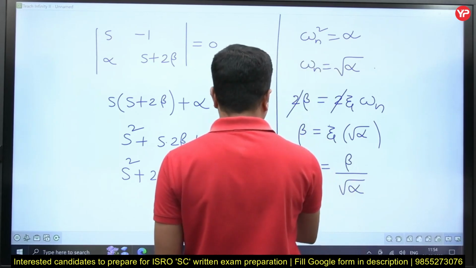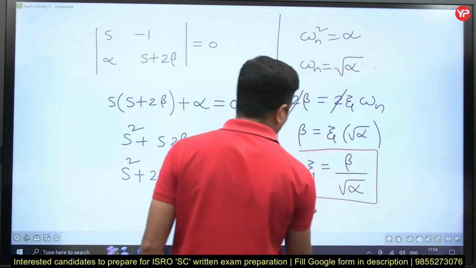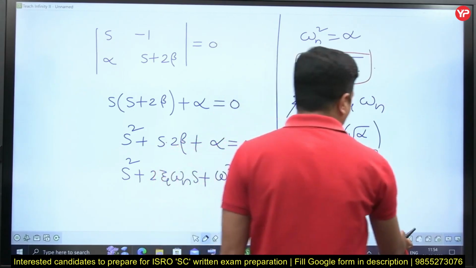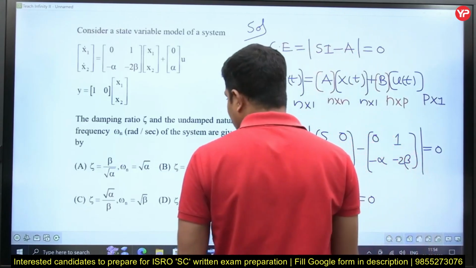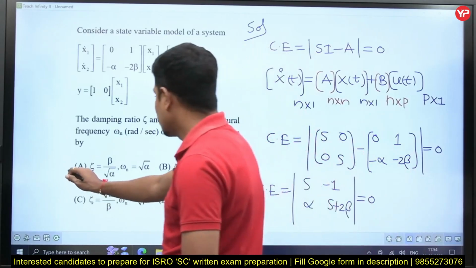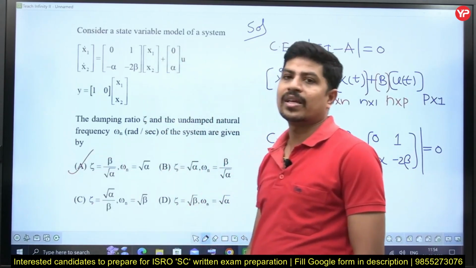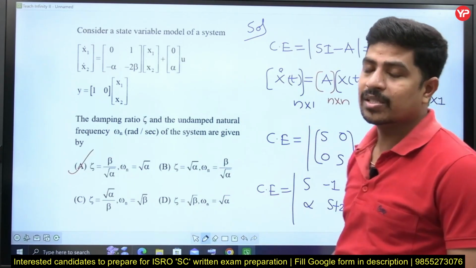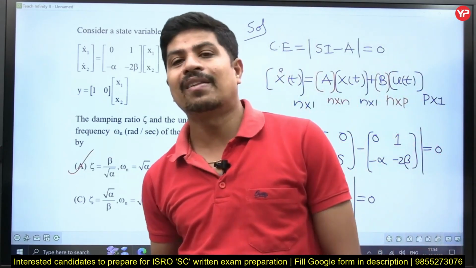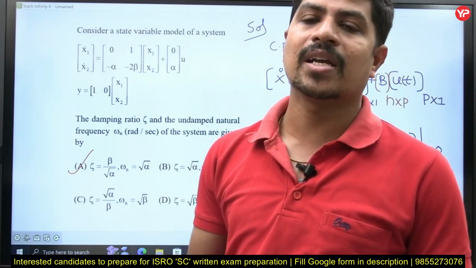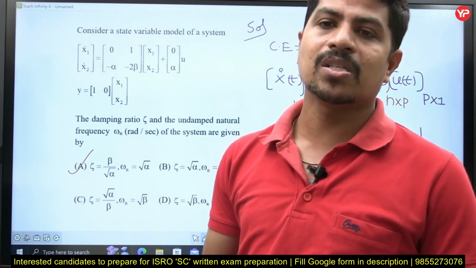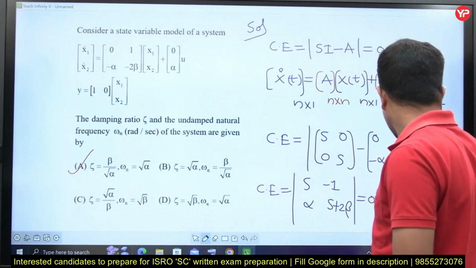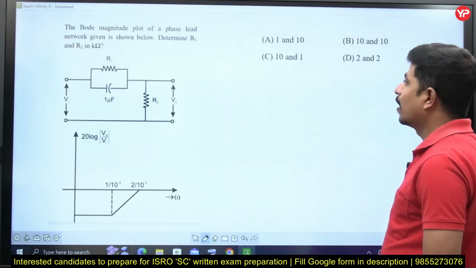Let's see which option suits. Beta by root alpha and root alpha. You see, option A suits very well for the given question. The only thing you have to remember is that the characteristic equation is determinant of SI minus A is equal to 0, and the standard characteristic equation of a second order system is S square plus 2 zeta omega n S plus omega n square is equal to 0. You have to compare, right? Let's go to the next question.